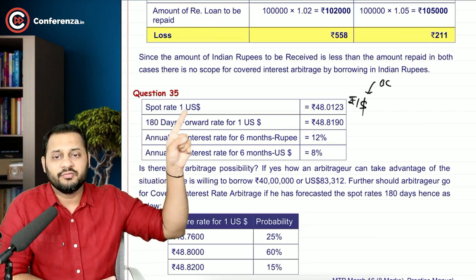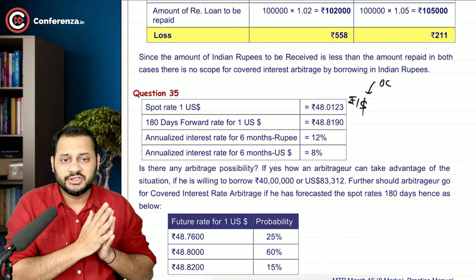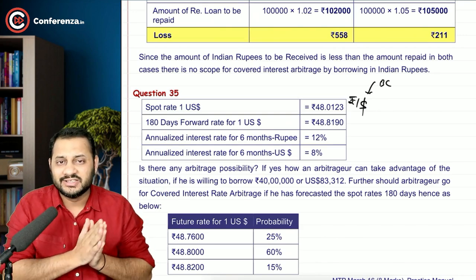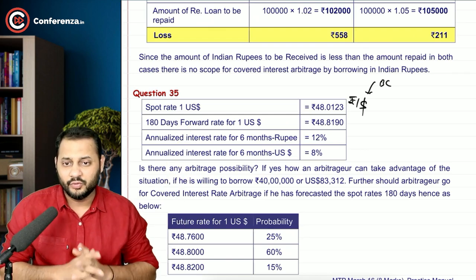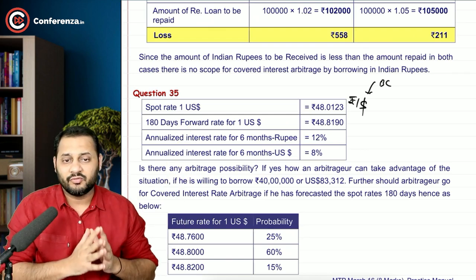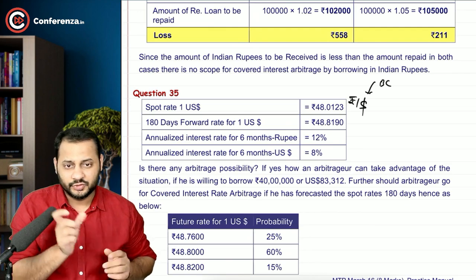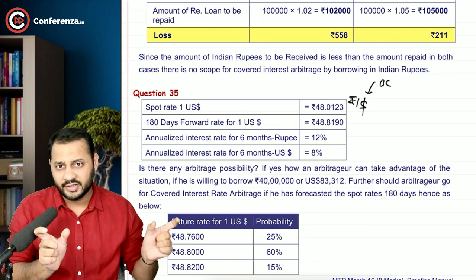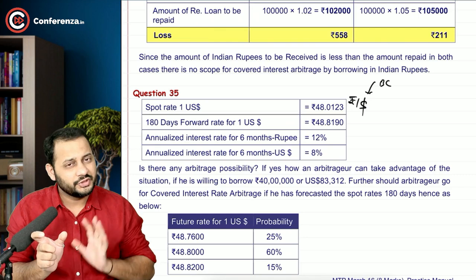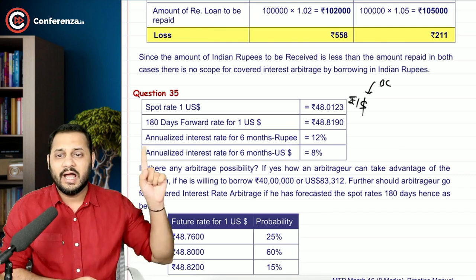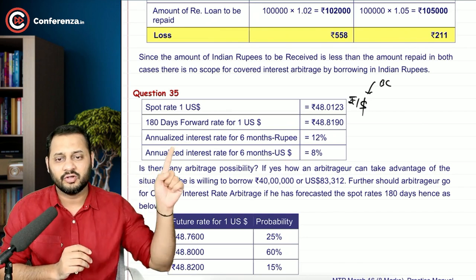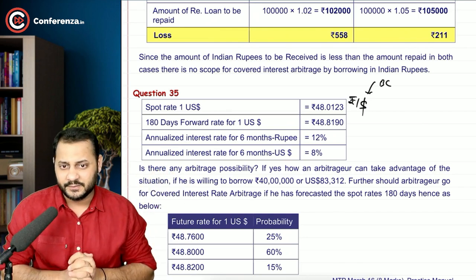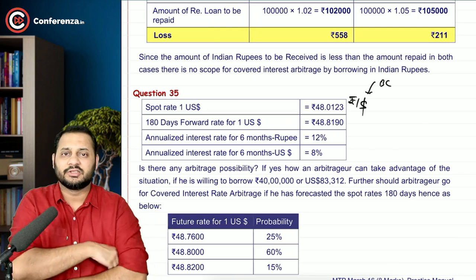See, the spot rate for the dollar is given to you, which is rupees per dollar 48.0123, and the 180 days forward rate is also given to you, that is 48.8190. So today the rate is that. For tomorrow, the rate is also given, for which you can enter into a contract today. The annualized interest rate for 6 months rupee is 12% and for 6 months dollar is 8%. Okay. Is there any arbitrage opportunity?